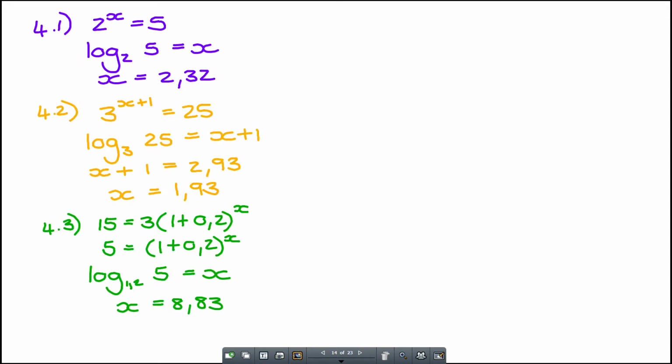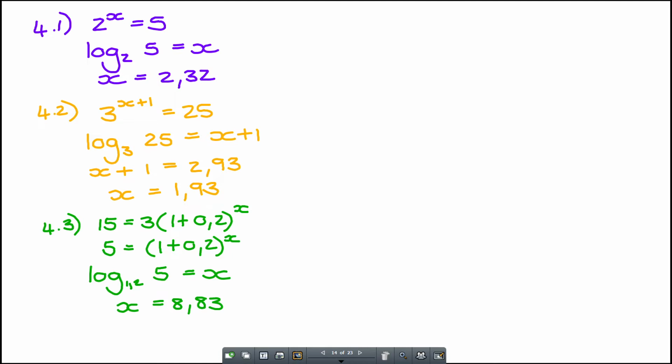Good. Okay, there is 4.1. Now at number 4 they told me we've got to write that in log form and then solve x. So first write it from exponential to log form and then just put it in your calculator, and we said we rounded off to 2 decimal places, right?